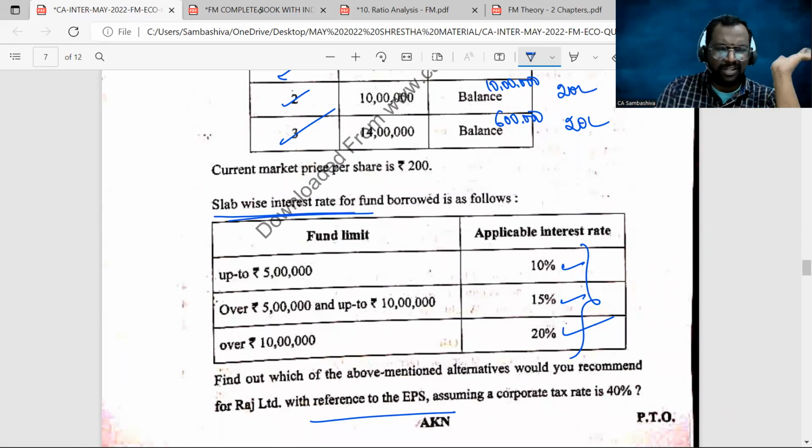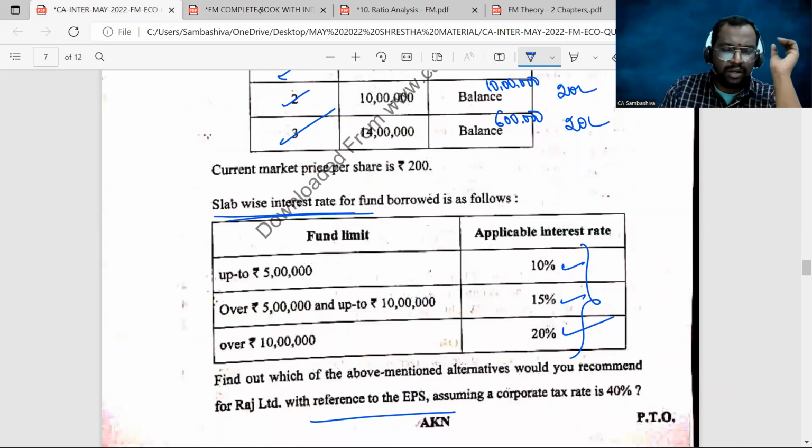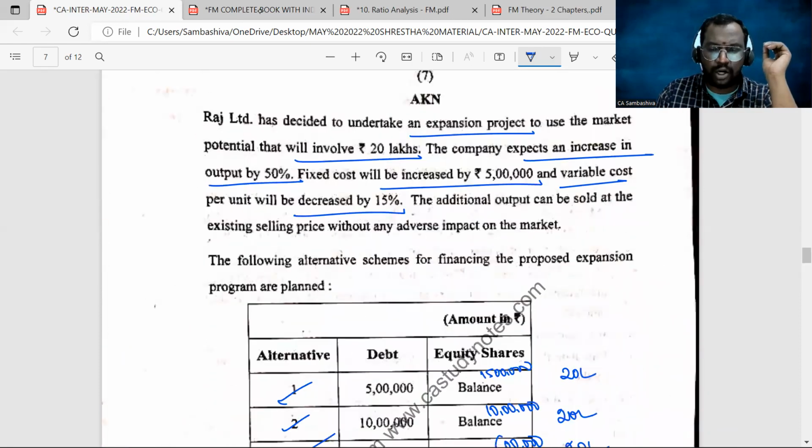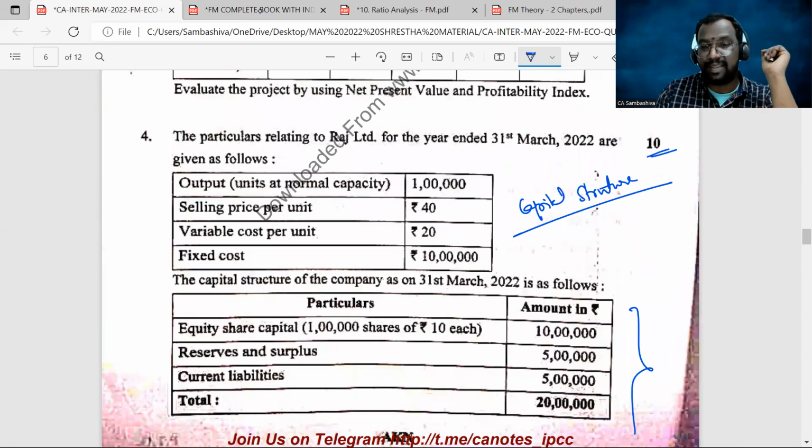Clear everyone. So same problem, sir. But the only changes are in the numbers. So if you have done problem number two thoroughly in our Shreshta material, this problem number four of May 2022 question paper is very, very easy, sir. 10 marks again. The very first model. You might have thoroughly prepared this model, sir.